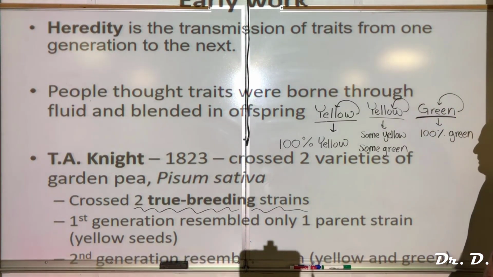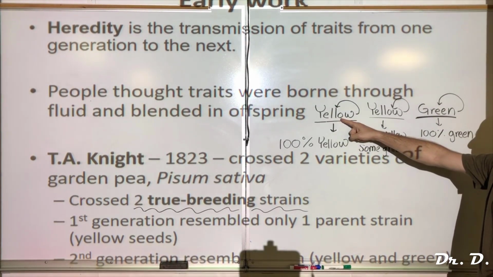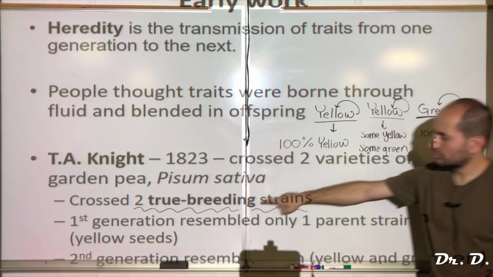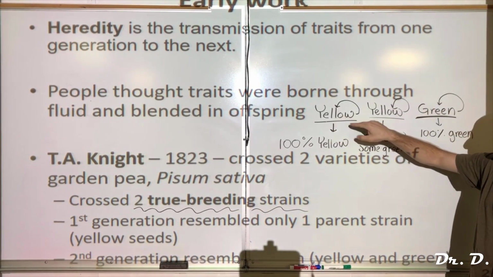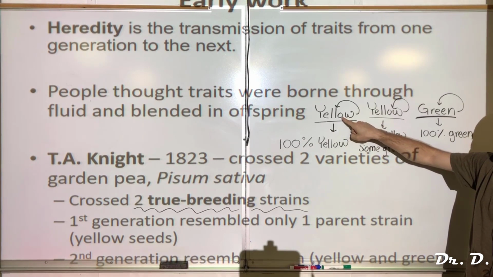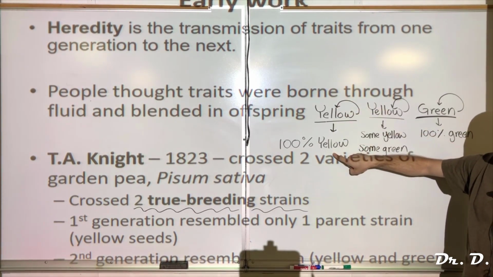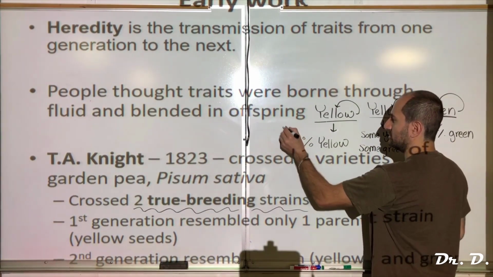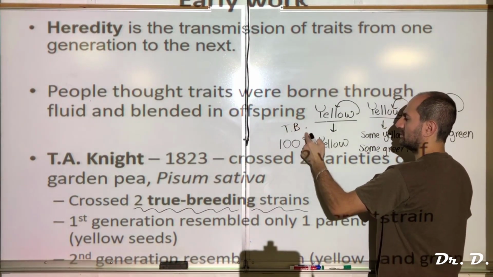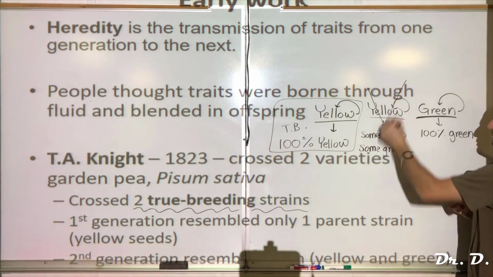So what does this tell you? This tells you that some yellow pea plants he called true breeders. What does true breeding mean? True breeding simply means for whatever trait you're studying, let's say yellow pea color, if you self-fertilize that creature, it will be 100% like the parent, yellow. So he would have called this plant a true breeder, but he would not have called this plant a true breeder.